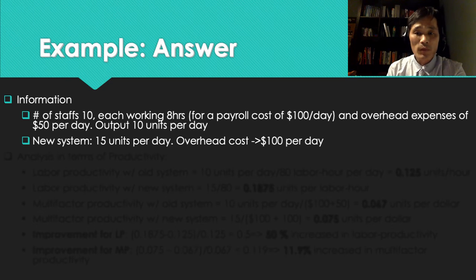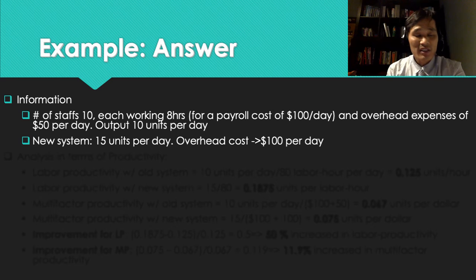If we summarize the information, the number of staff is 10, each working 8 hours, with payroll costs of $100 per day and overhead expenses of $50 per day, outputting 10 units per day. With the new system, if we buy and implement that equipment, we are going to be able to produce 15 units, and overhead cost will be about $100 per day.